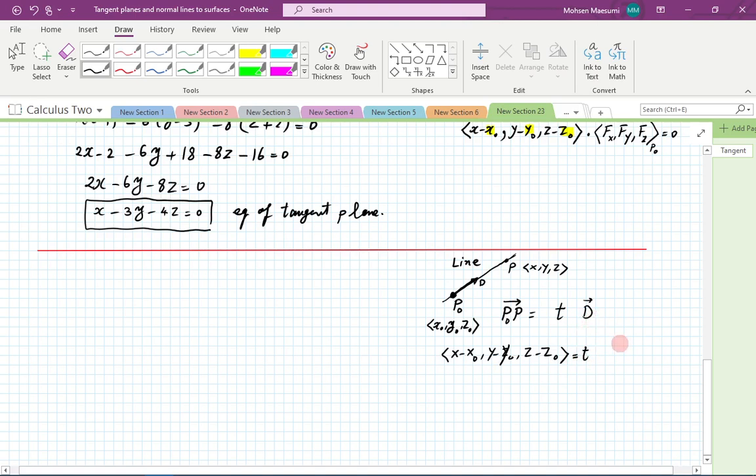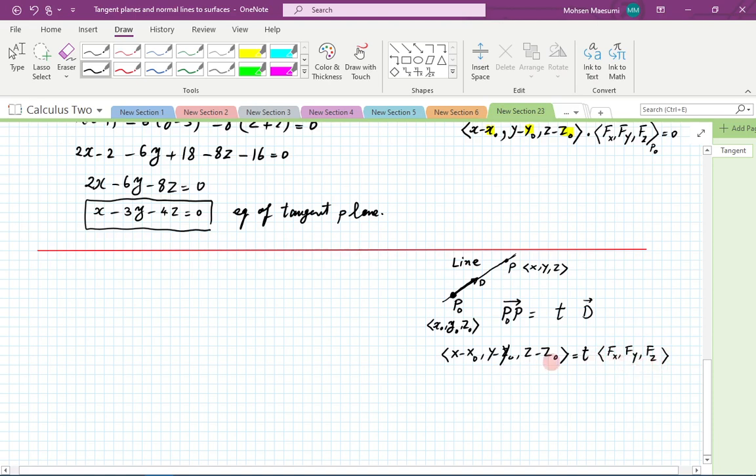Well, what's going to be your direction vector? In our case, we want to stay perpendicular to the surface. So our direction vector is the gradient again. So this one becomes fx, fy, and fz.